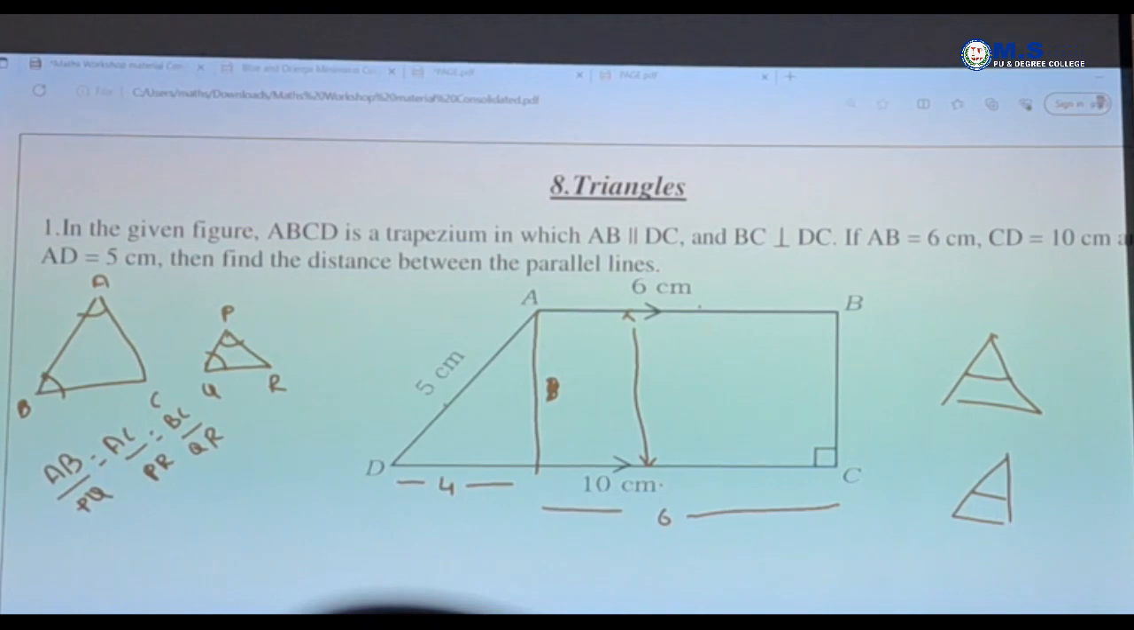They are asking us to find the distance between the two parallel lines. What should you find there? Put this naming as P. You have to find the AP length. How do you find the AP length? Apply Pythagoras theorem. That's also we are using Pythagoras theorem now. This question, that's all. As simple as it was.